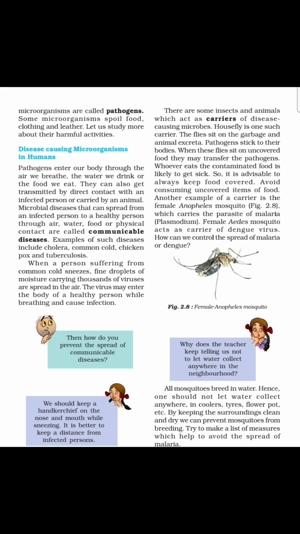And the mosquitoes, these are even more dangerous carriers. The female Anopheles mosquito, as shown in figure 2.8 on your page, carries the parasite that causes malaria. When it bites an infected person, it picks up the parasite and then transmits it to a healthy person through its next bite. And the Aedes mosquito is known to carry the dengue virus. So, mosquitoes are not just annoying, they are serious disease vectors.